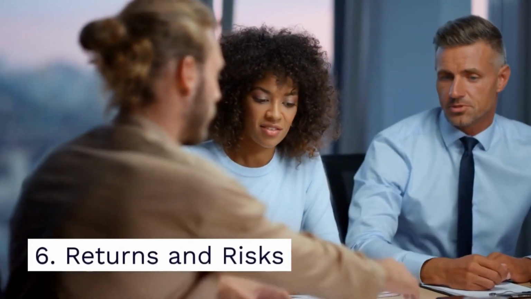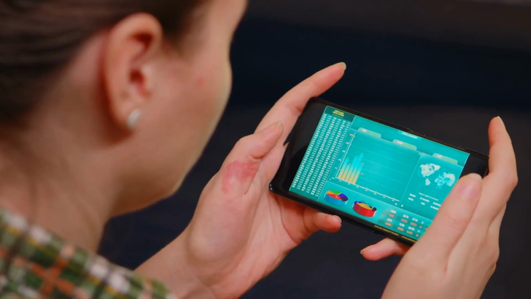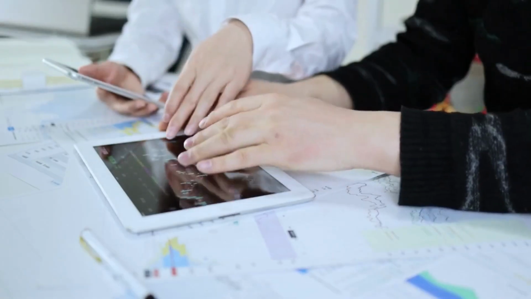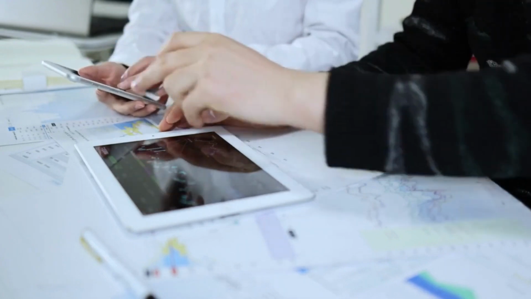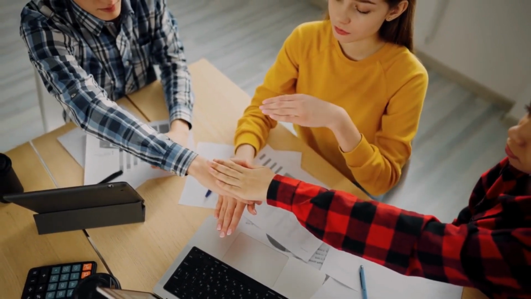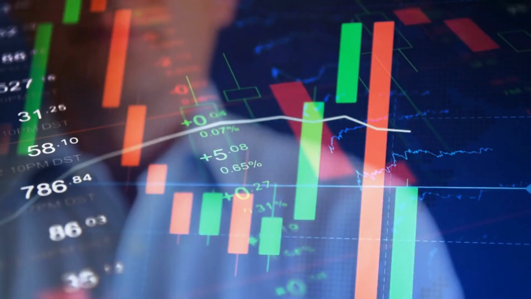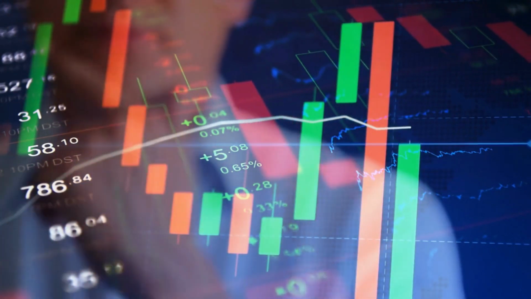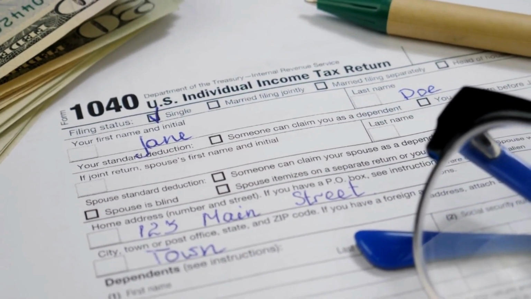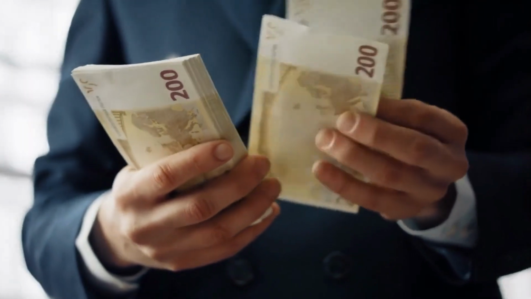6. Returns and risks. Mutual funds generate returns through capital appreciation and income. Capital appreciation occurs when the value of the fund's underlying investments increases over time. Income includes dividends from stocks and interest from bonds held within the fund. It's important to note that mutual funds come with risks. The level of risk depends on the types of securities held within the fund. For example, equity funds are generally considered more volatile and carry a higher risk than bond funds. The value of mutual fund shares can fluctuate based on market conditions, and there is no guarantee of positive returns. Investors should carefully assess their risk tolerance and investment goals before selecting mutual funds.